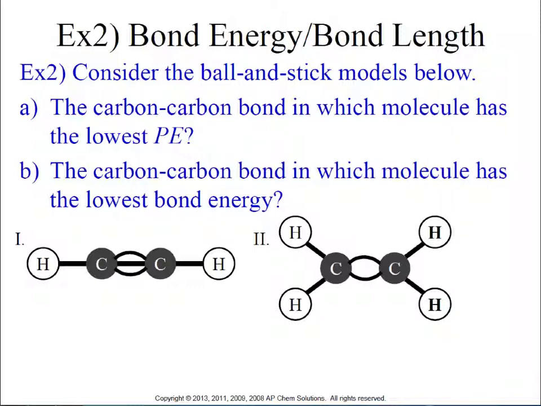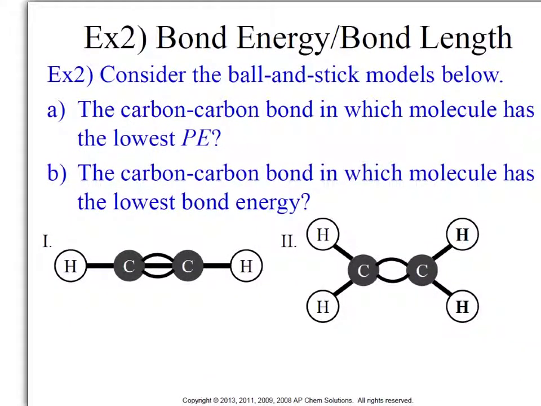That would be, even though these look like they're the same distance apart, this guy right here, it's got a triple bond, so it'll have the shortest bond length. Therefore, it would have the lowest potential energy. This guy with its double bond, it's going to have the larger bond length, which means it's going to have the lowest bond energy.